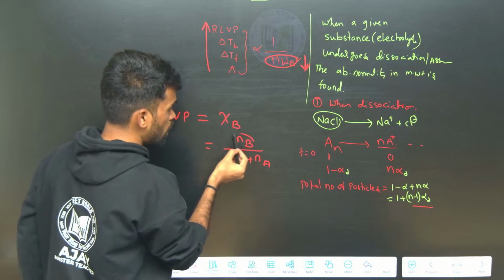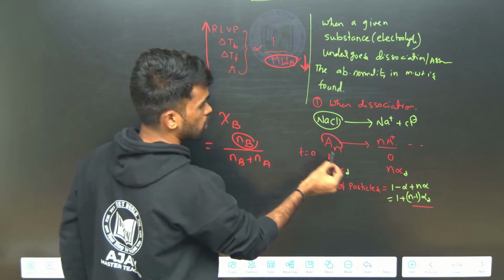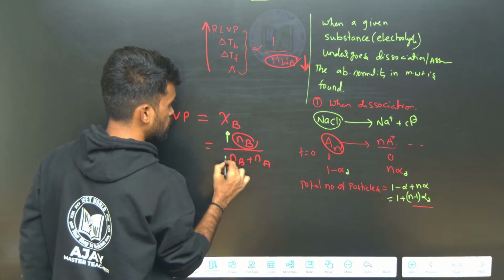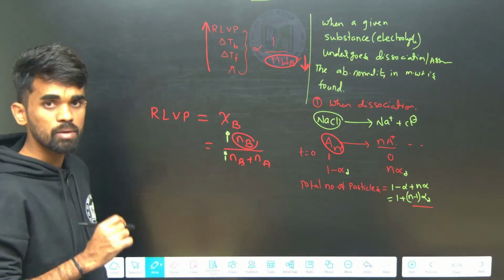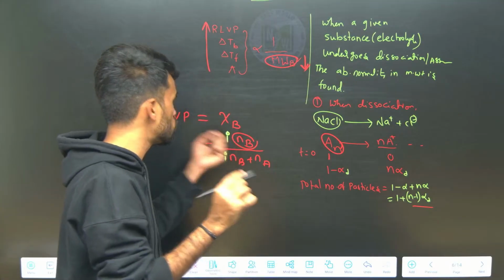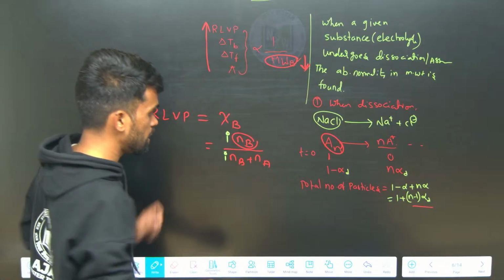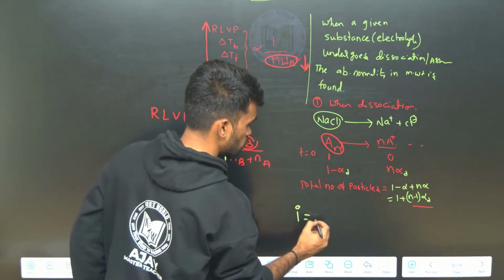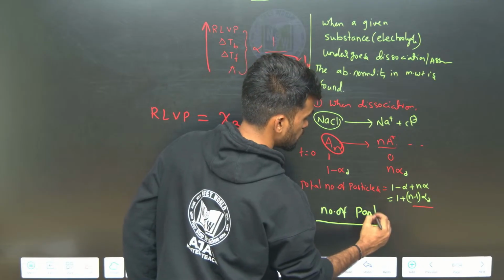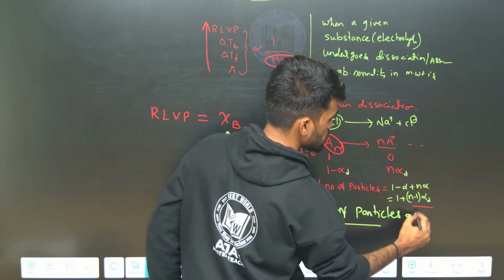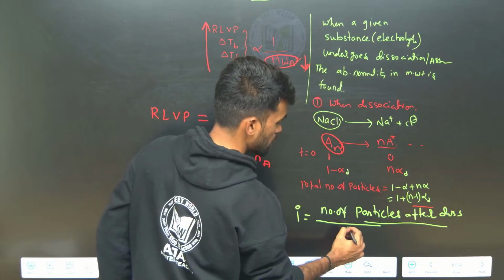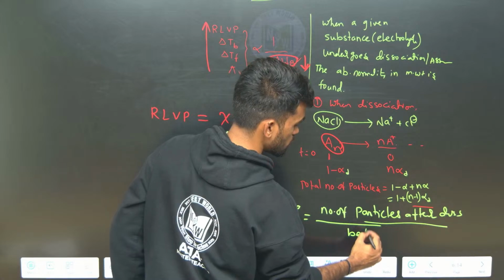Wherever you have solute particles, because only the solute undergoes dissociation and association, there you introduce the value of i. Wherever you see number of moles of solute, there you introduce this i value. So what is this i? The Van Hoff factor i equals the number of particles after dissociation by the number of particles before dissociation.